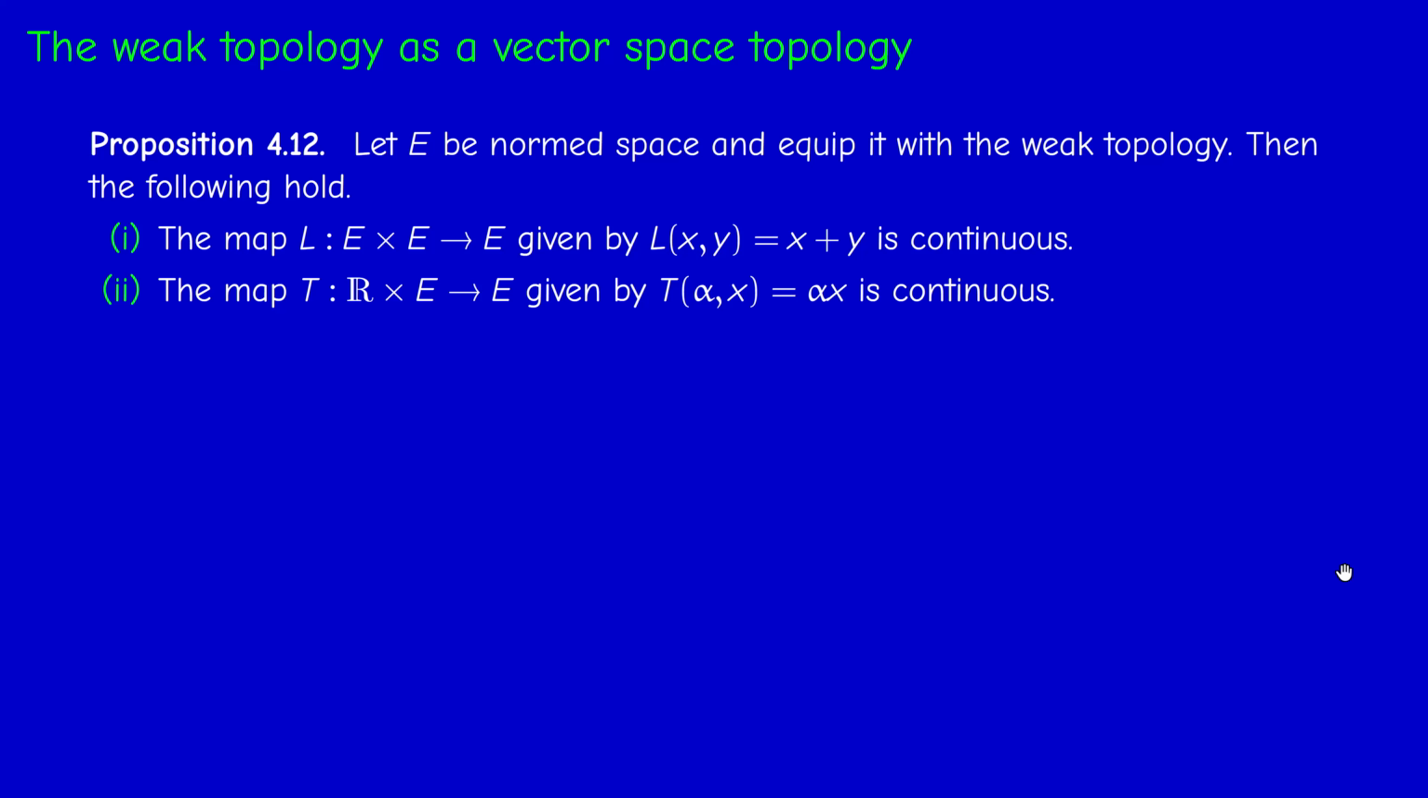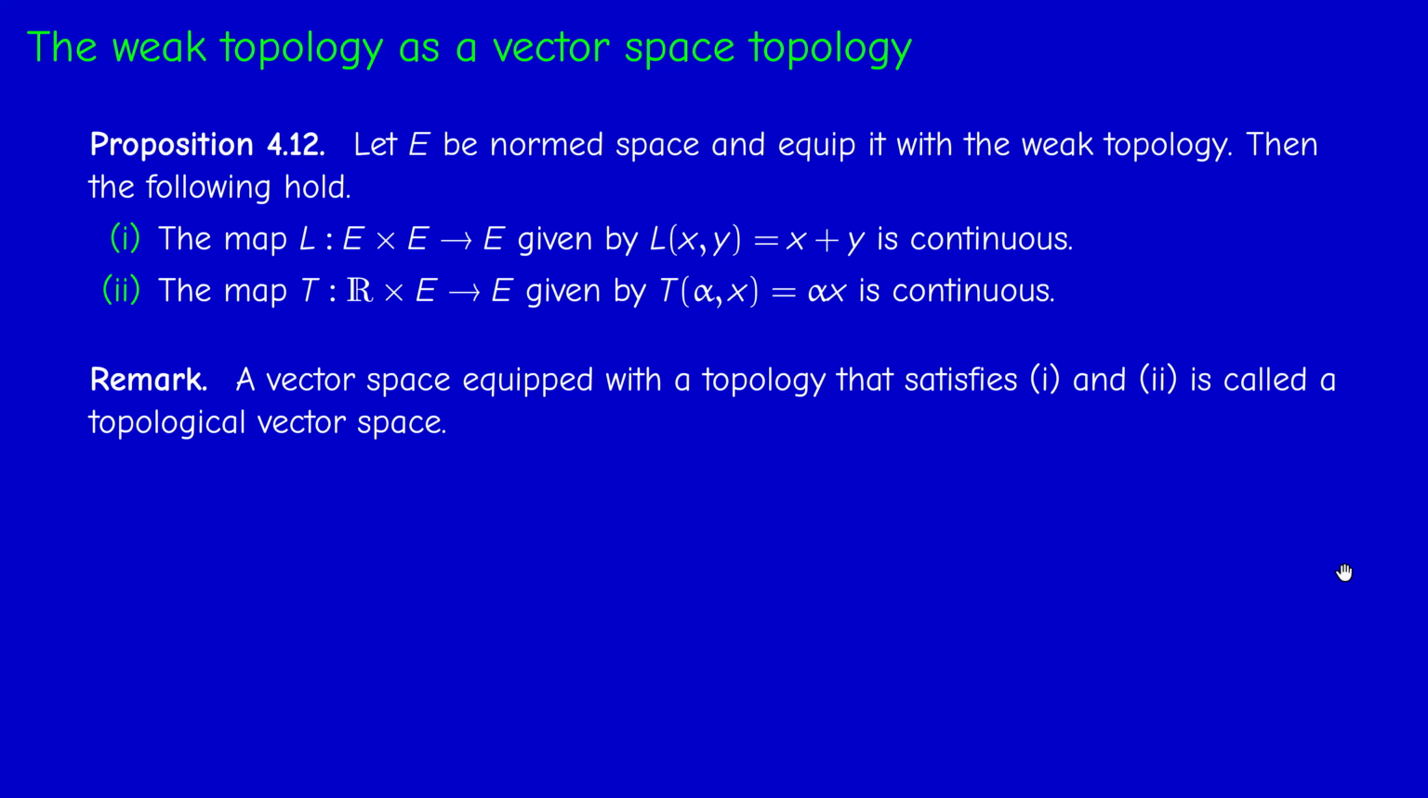So if xn converges to x and yn converges to y, then xn plus yn converges to x plus y strongly. And if alpha n converges to alpha in R and xn converges strongly to x, then alpha n xn converges to alpha x. You know that. But what if we put the weak topology on E? And the answer is yes, they are still continuous.